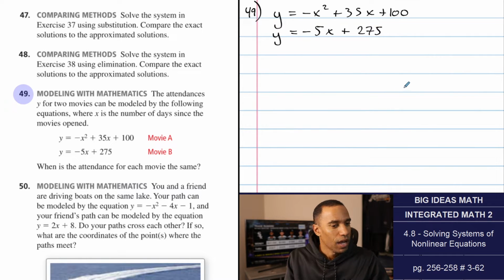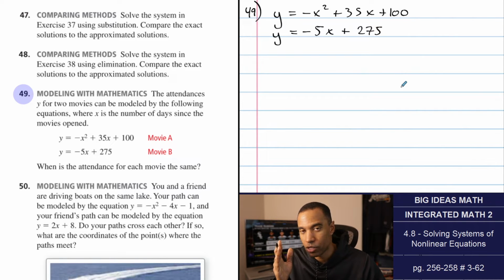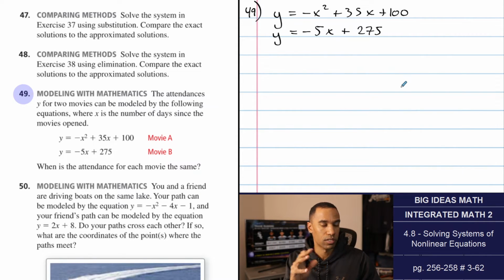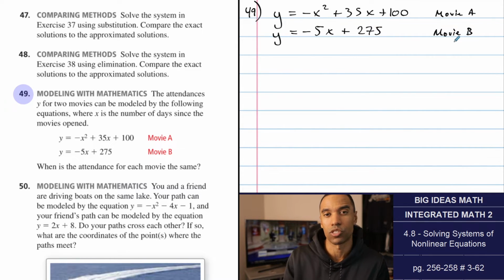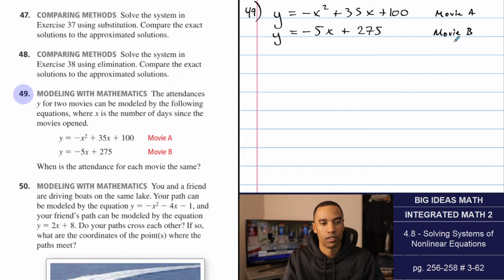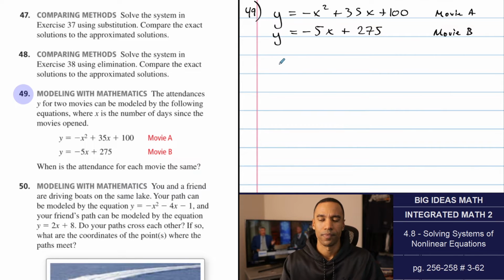What are we doing? When is the attendance for each movie the same? So we're solving for what value of X, after how many days, do they have the same Y. Notice they did not ask what that attendance would be. To figure that out, you would substitute that number for X. That's just the attendances themselves. So anyway, let's go and solve.